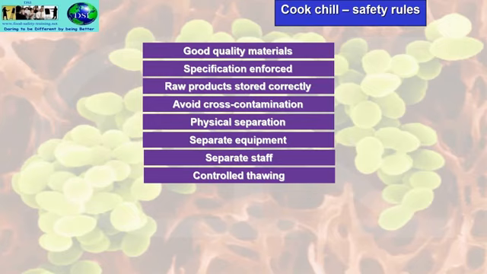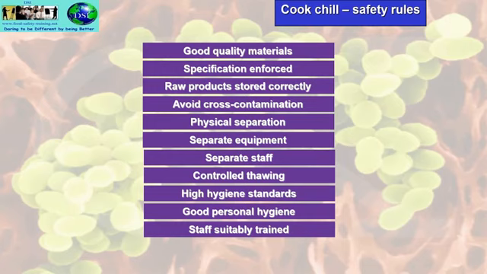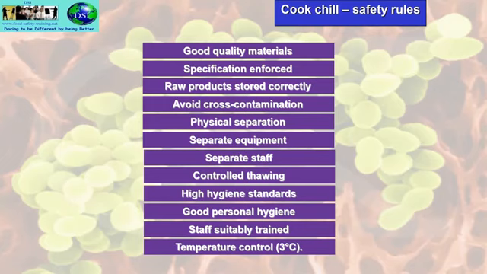You'll have staff preparing the raw food. You'll have staff preparing the cooked food after it's been cooked, and they will be using their own separate equipment as well, such as knives, preparation boards, slicing machines, etc. There should be controlled thawing, high hygiene standards, good personal hygiene, staff suitably trained, commensurate with their work activities, but in my view, every member of staff as a food handler should be trained to at least level 2. Temperature control, round about 3 degrees C.